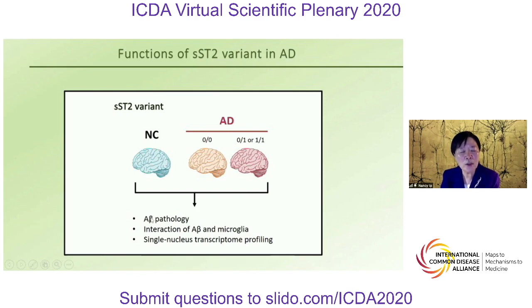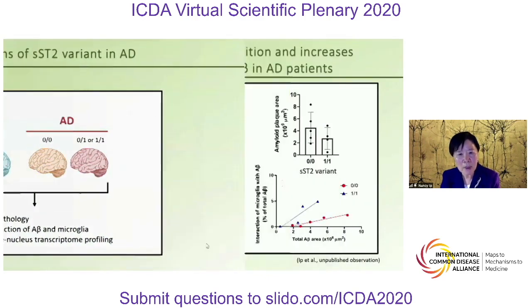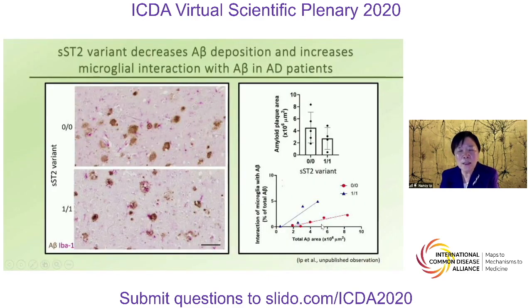So we went on to look at the postmortem AD brain from individuals that carry this particular variant. We looked at the A-beta pathology. We also looked at the interaction of A-beta and microglia. And finally, we performed single nucleus transcriptome profiling. Here is some of the data that we obtained.